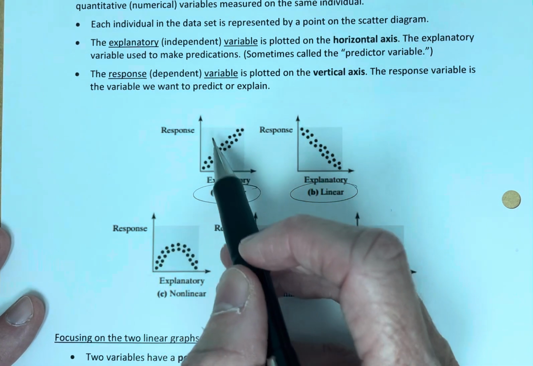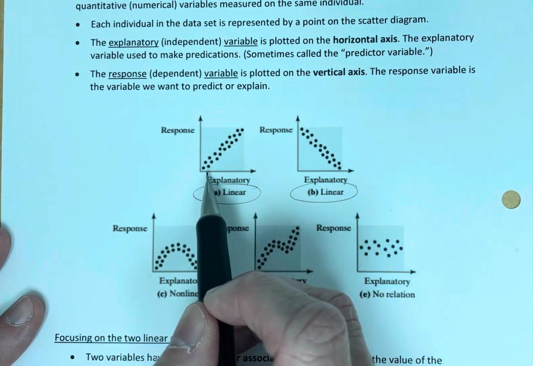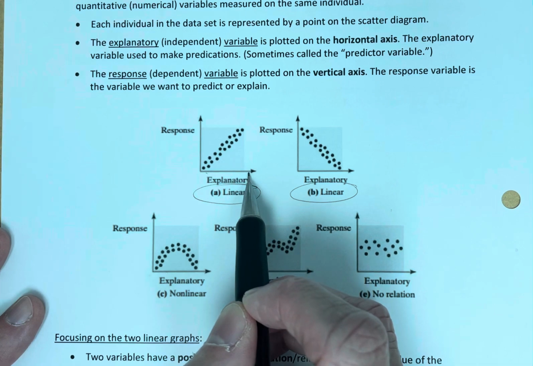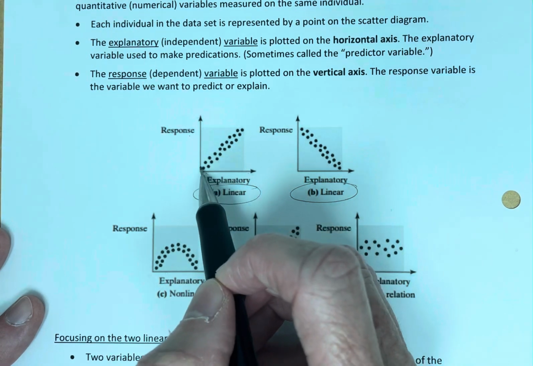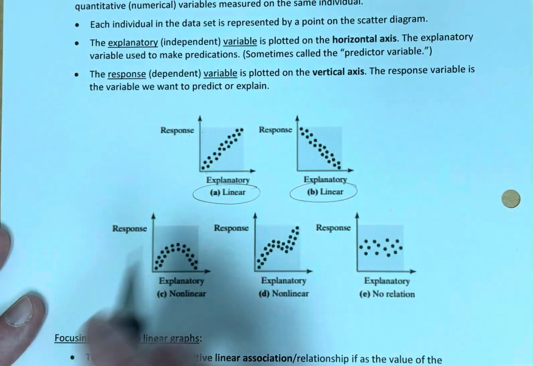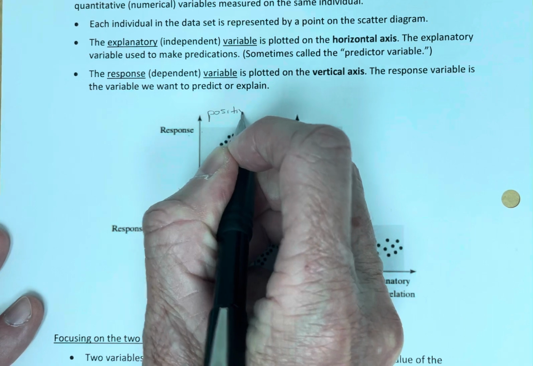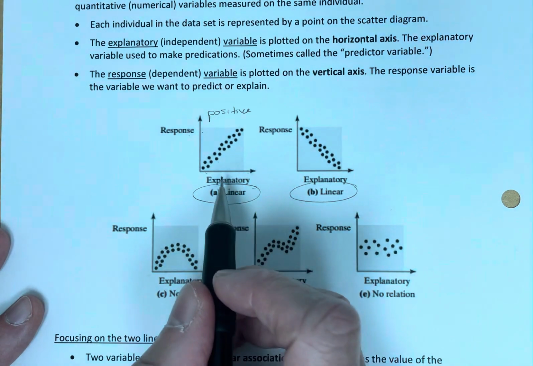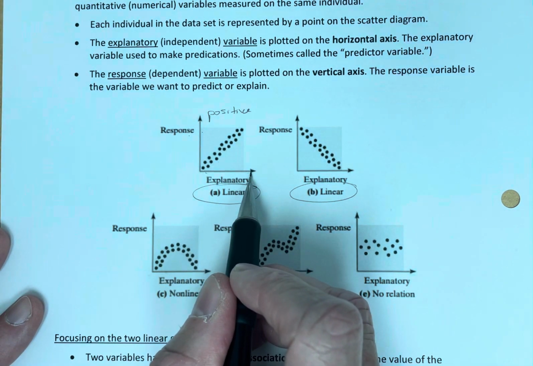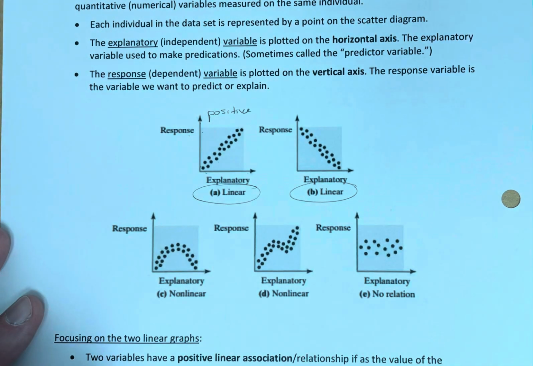And you can see we have here a linear relationship. As the explanatory variable increases, the response variable increases. There appears to be a linear relationship, and it's positive. If you want to make a note of that, this is a positive linear relation. That's a positive linear relationship.